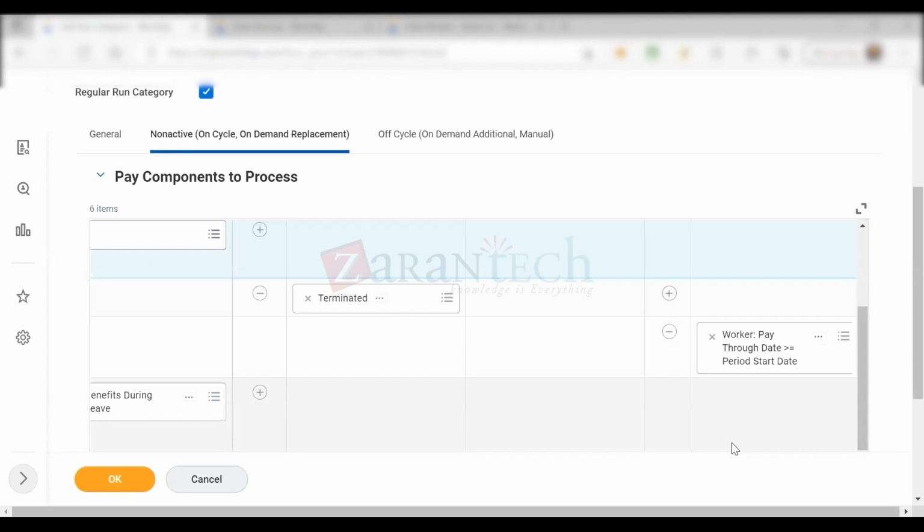So every time I am running a payroll, this condition for that employee will get evaluated. Is my pay through date greater than my period start date? Yes. Then let's go ahead and calculate severance pay for the employee. When the period comes that my pay through date is lower or smaller than my period start date, it means that the 6 months are over. There is no need to pay. The severance amount is paid as per the agreement. So no need to process the employee's payroll, and no need to pay the severance amount. Is it clear now?